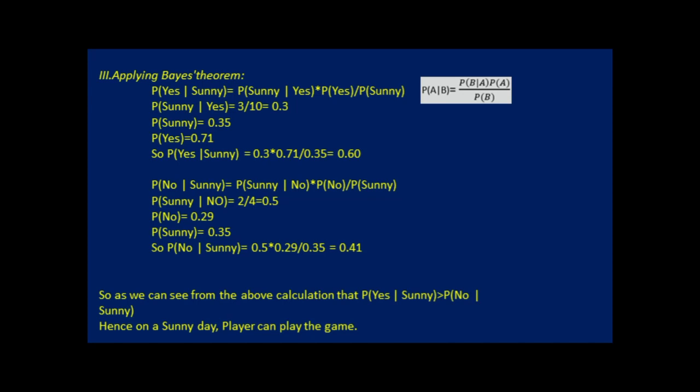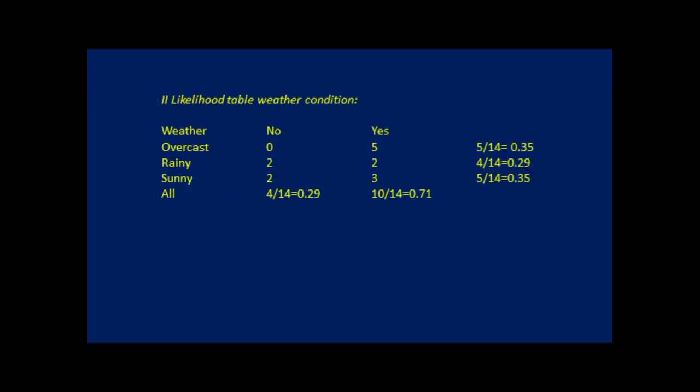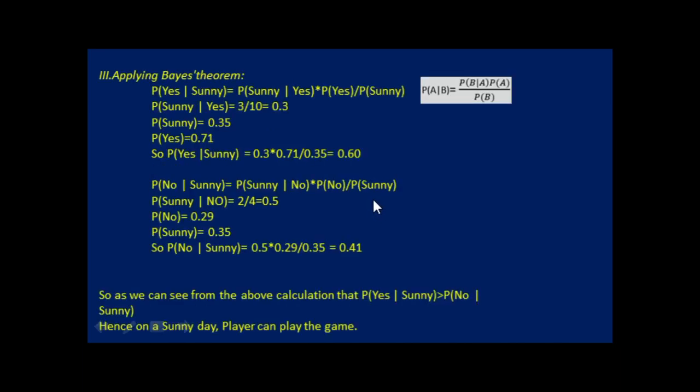So P of yes given sunny is equal to P of sunny given yes into P of yes, divided by P of sunny. So first of all, we find the probability of B given A, sunny given yes. How much? 3 by 10. Sunny with yes is 3, and the total number of yes is 10. So 3 by 10, probability is equal to 0.3.